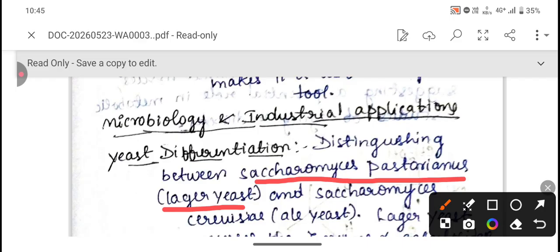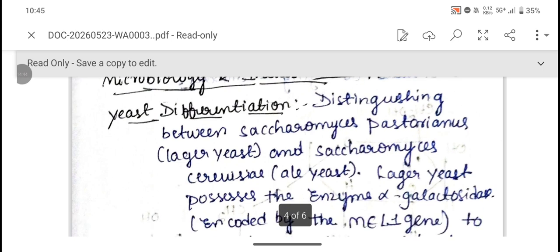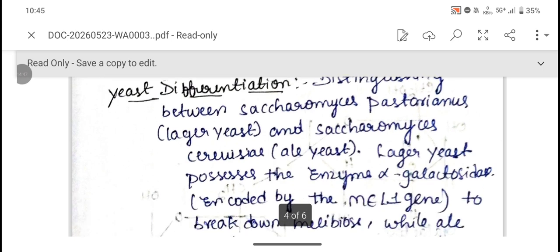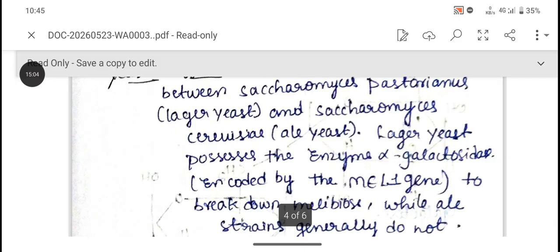If you want to differentiate between the two species using Melibiose, the lager yeast, Saccharomyces pastorianus, possesses the enzyme alpha galactosidase, encoded by the MEL1 gene, and would be able to break down Melibiose, while ale strains, Saccharomyces cerevisiae, won't be able to break down Melibiose. This is how you differentiate between the species of yeast.